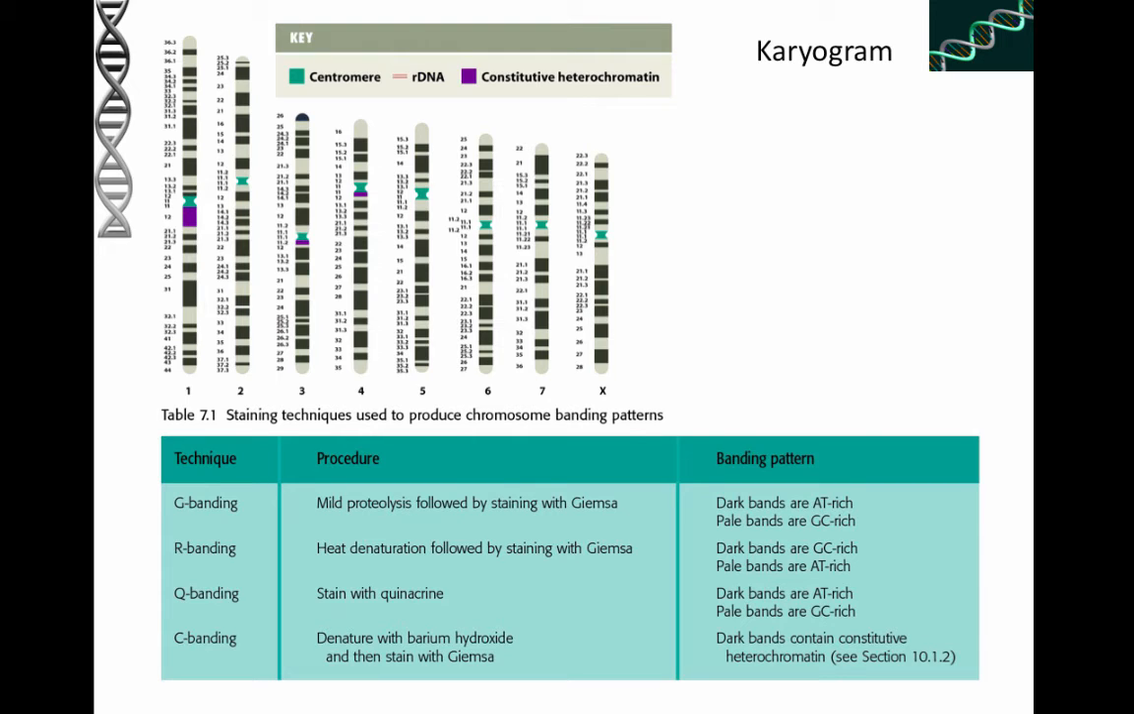So still it's not clear why it's stained in a different pattern, but several studies point out that areas that are either AT rich or GC rich are stained in different patterns by different staining agents. Giemsa versus quinacrine, they stain in different locations, darker than other locations.